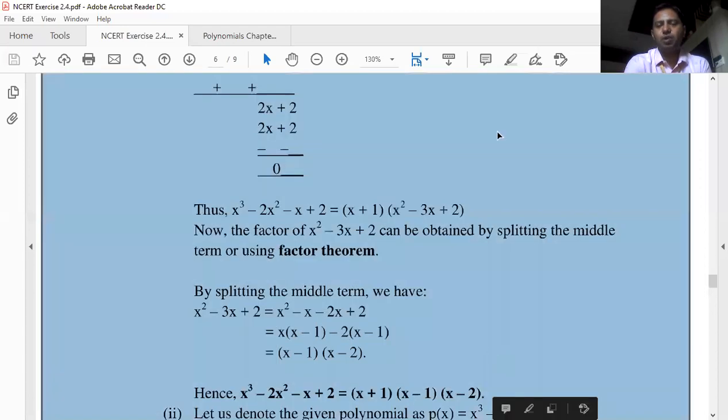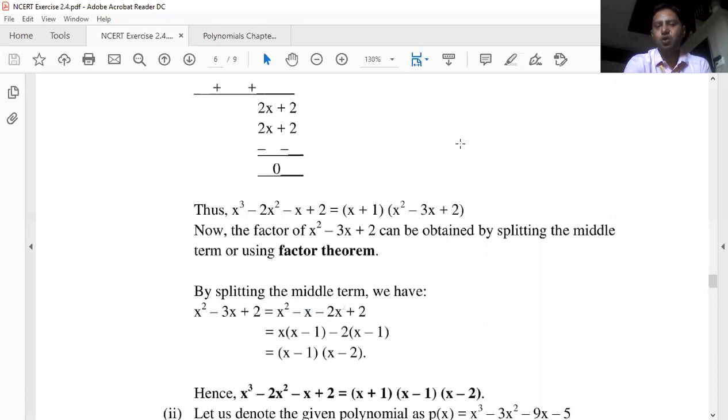Because the polynomial has degree 3, it has a maximum of 3 zeros only. Minimum could be 1, but the maximum possible for the given polynomial is 3 zeros, and we have three factors here: x plus 1, x minus 1, and x minus 2. These are the factors of the given polynomial.